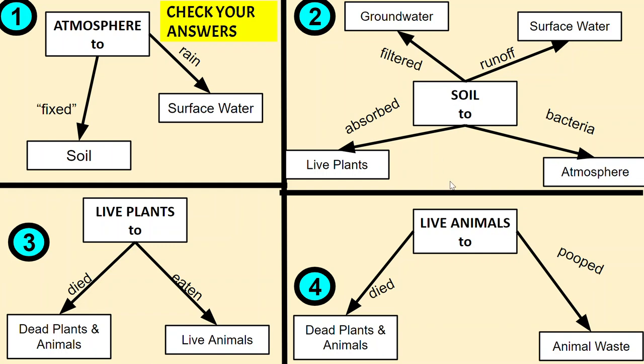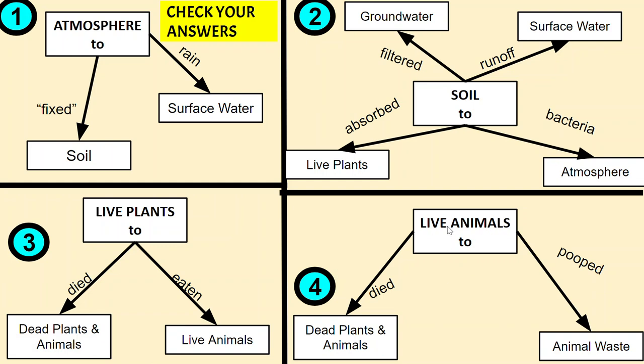Okay, you can always pause the video if you need to make sure that you have time to write down these answers. In number 3 here, if you started out as nitrogen in a live plant, you might have died, which would put you in dead plants and animals, or you might have been eaten, which would put you in live animals. Okay, so now our nitrogen is in one of those 2 places. We are moving to box 4.